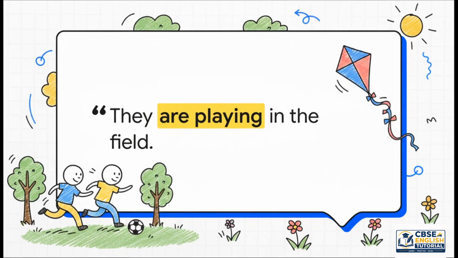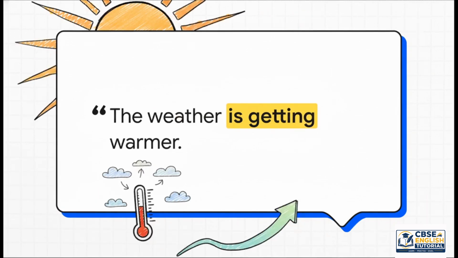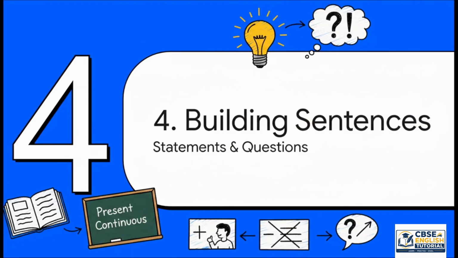And what about ongoing actions? They are playing in the field. This tells you the activity is already in progress, right? They probably started playing a little while ago, and they're not done yet. The whole thing is unfolding as we speak. And last but not least, we use it for situations that are changing, like the weather is getting warmer. It's describing a trend, a process. It's not warm yet, maybe, but it's headed in that direction. See how that works?